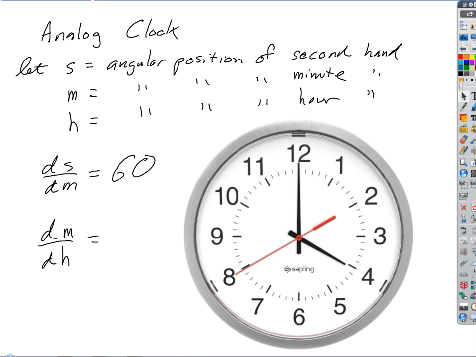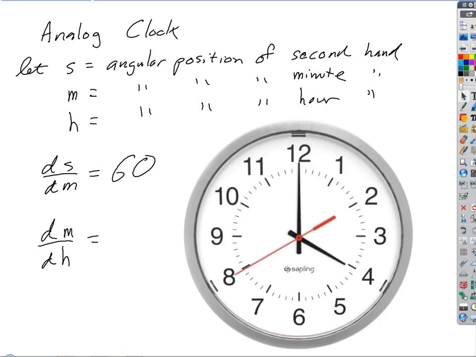Okay. So there's our analog clock. Which hand is the second hand? The red one. The red hand. Which is the minute hand? The long one. Okay, and so the short one is the hour hand. Yeah. So I ask again, what is dm/dh?